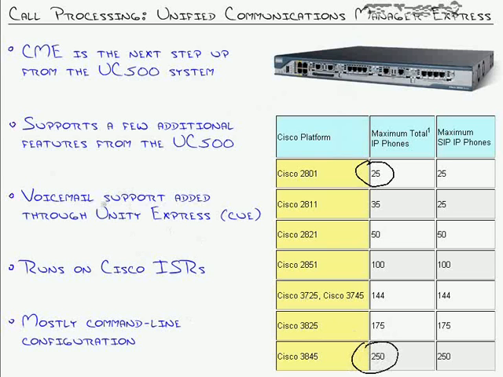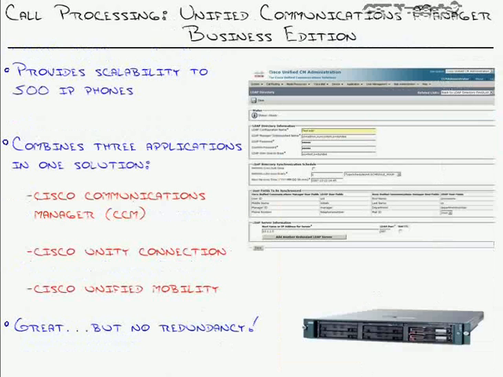Now, inside of this, you can add Unity Express, which is an add-on module for the Call Manager Express. I'll talk about Unity Express later. Essentially, it's your voicemail. It's a small, scaled-down voicemail system that sits inside of that router. Now, this runs on just about any Cisco Integrated Service Router platform, or ISR. That's all of these, and this is all the models that currently support Unity Express. And it mostly is command line configuration. A lot of this series will be spent focusing on the command line configuration of Call Manager Express.